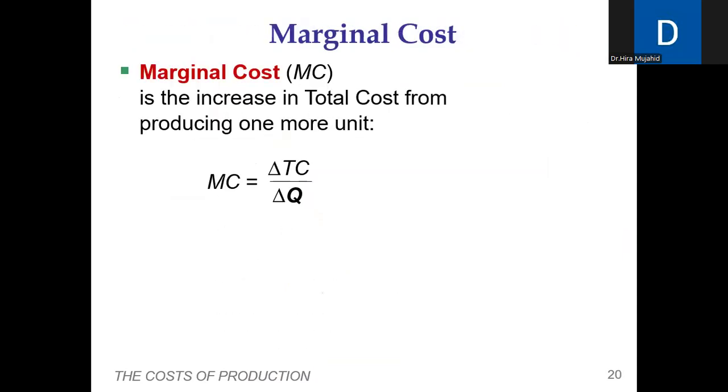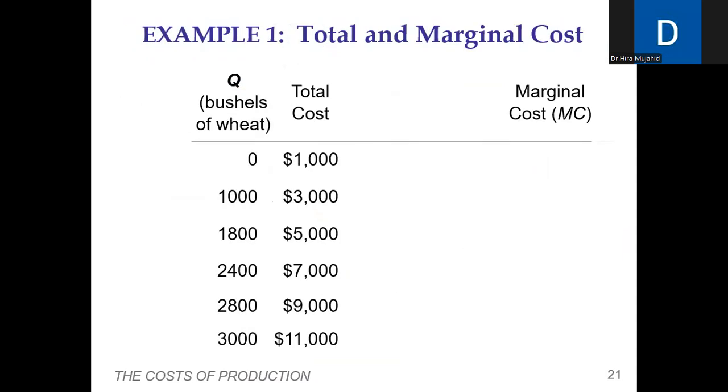This is the formula of marginal cost. It means if you increase output by 1 unit, how much your cost will change. This is how you can calculate your marginal cost: change in total cost divided by change in output. Change in total cost: start with the first figure, 1,000 minus 0, and 3,000 minus 1,000. Total cost will be in your numerator and quantity will be in the denominator, right?